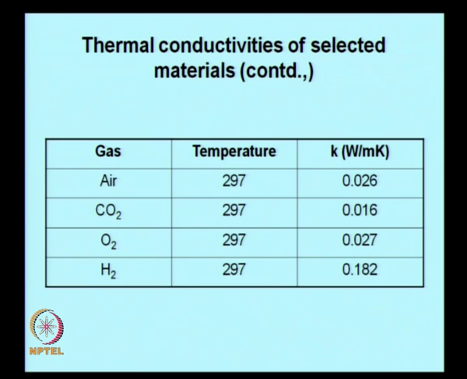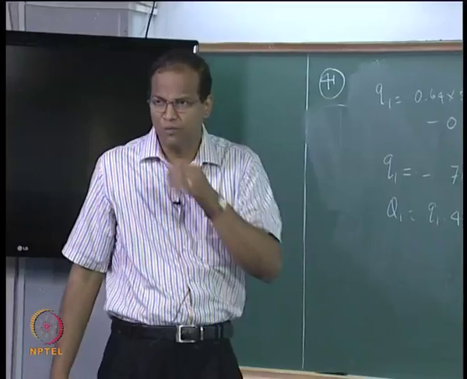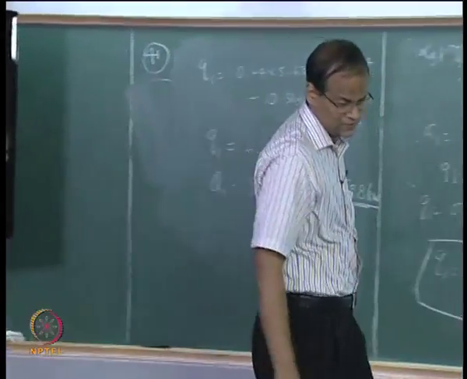Air: from the kinetic theory of gases, you know that the thermal conductivity of air will keep changing with temperature. So this is for some particular temperature, 297, 0.026. Carbon dioxide is 0.0167. O2 is 0.016. Hydrogen is 0.182. So air, CO2, O2 are all 0.0 something; they are very poor conductors.